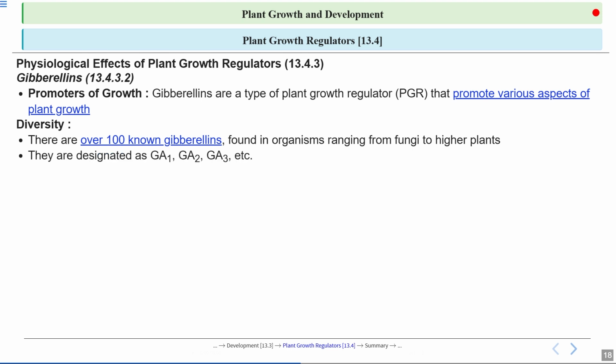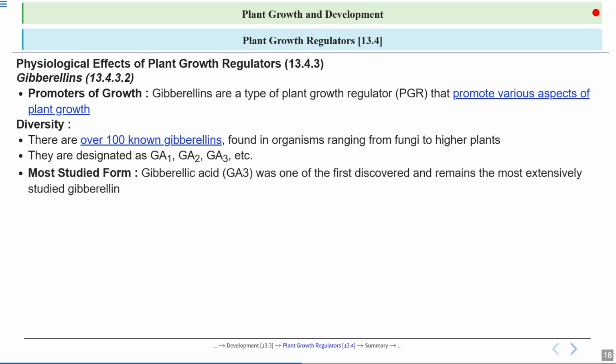So if we talk about the 100 gibberellins, here are some examples mentioned. GA1, GA2 and GA3, out of which GA3 is very, very common, right? Gibberellic acid GA3 was the first discovered, and it is the most extensively studied gibberellin, because every plant has this type of gibberellin, right? Acidic nature, as you know, the name indicates gibberellic acid, so it has some acidic effect.